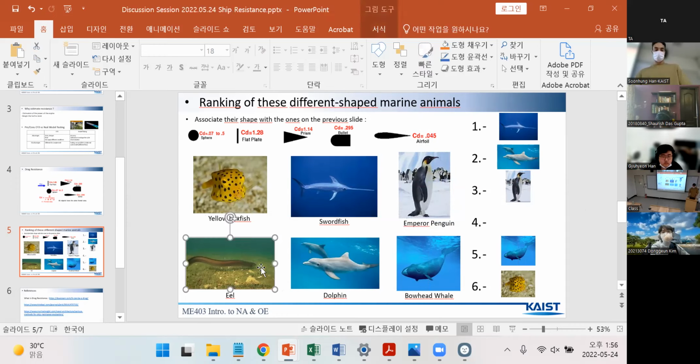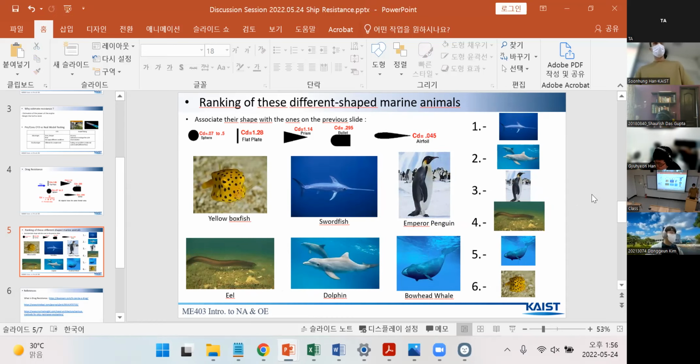Does somebody have a different opinion or agree with this ranking? Well, I guess there are many different types of penguins, and it really depends on the species. Yes, actually on the website I used, according to the different species of penguin, these 3 or 4 positions can change.